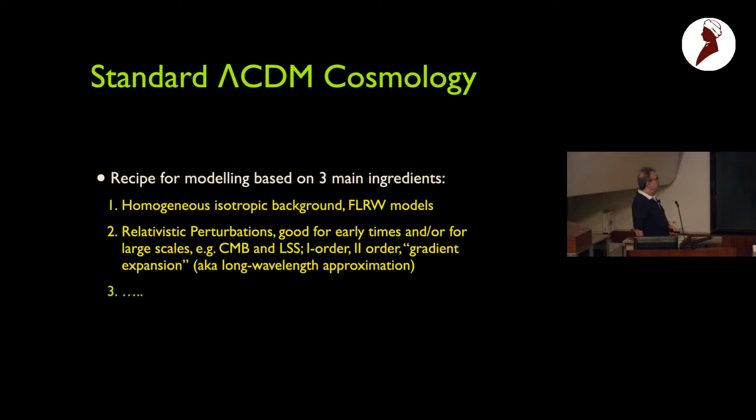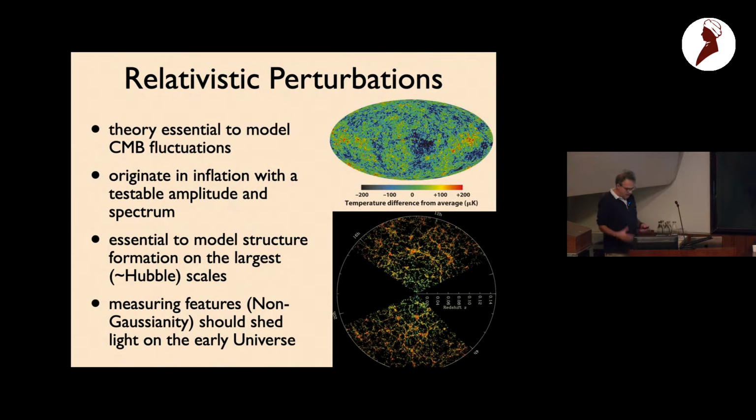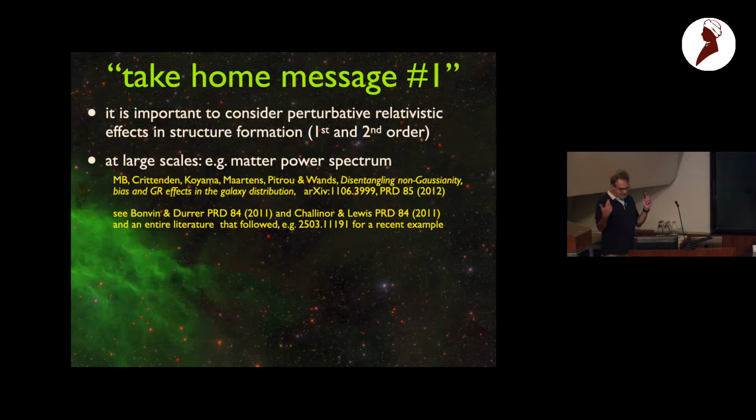the standard ΛCDM model is based mainly on three ingredients. The first two are, as we have heard in this meeting several times, Friedmann-Robertson-Walker models, and then on top of that we add perturbations, and the third ingredient will come in a moment. Looking at the sky, we see relativistic perturbations. These are the pillar for constructing CMB theory. We also go to nonlinear relativistic perturbations when we want to treat non-Gaussianity. So take-home message number 1: it is very important to consider these second-order perturbative effects.